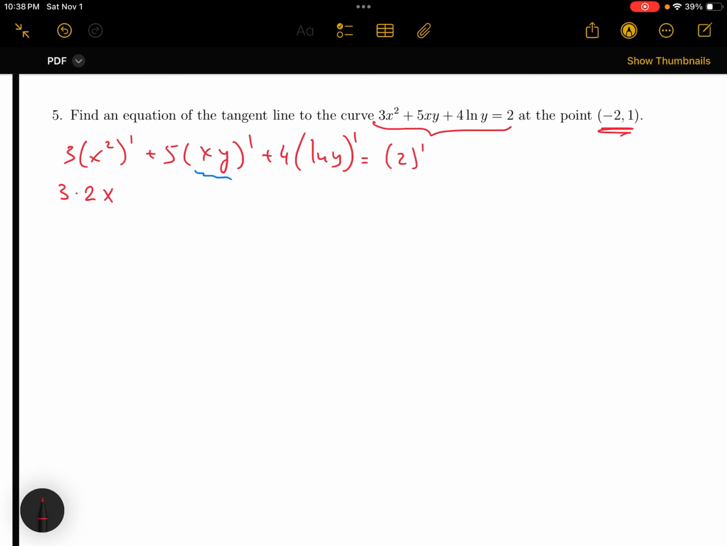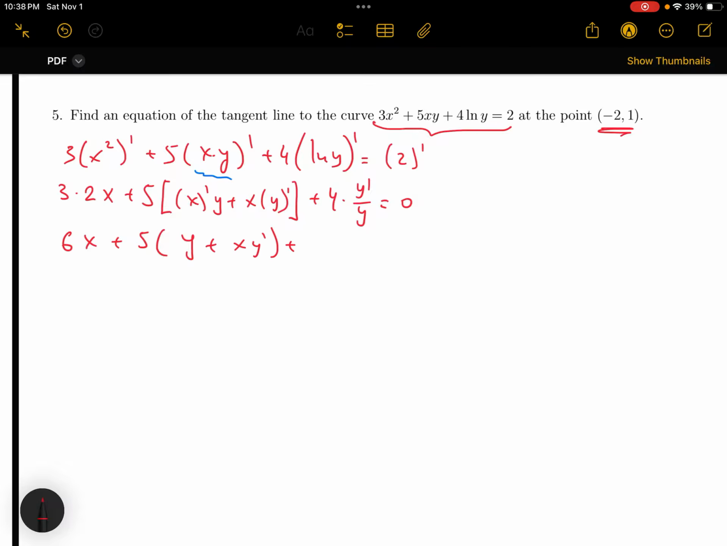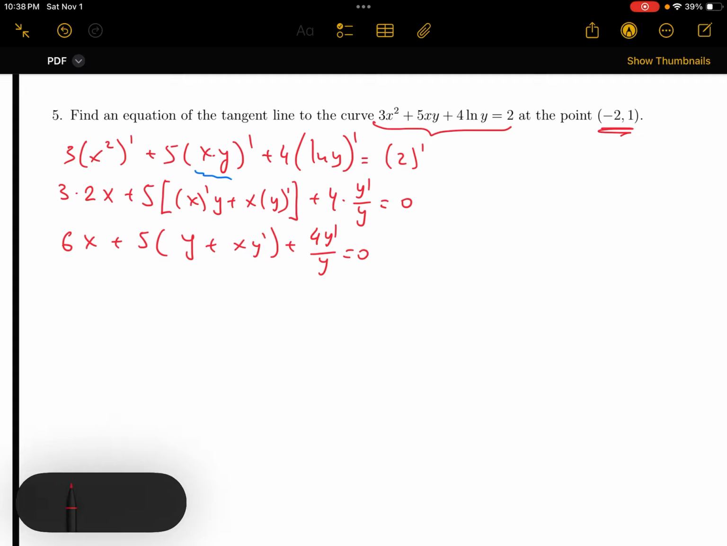3 times 2 times x to the power 1 less, plus 5 times, here I have to use the product rule, so derivative of x times y plus x times derivative of y, plus 4 times y prime over y is equal to the derivative of 2, which is 0. Okay, so 6x plus 5 times, derivative of x is 1, 1 times y is y, plus x times y prime, plus 4y prime over y is equal to 0.